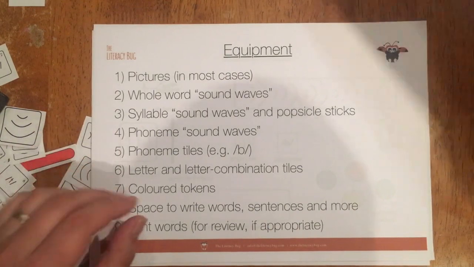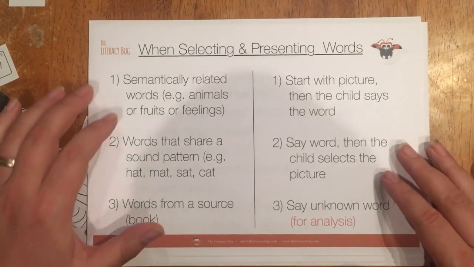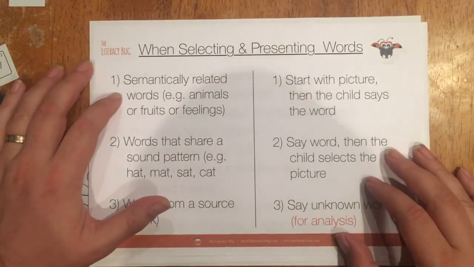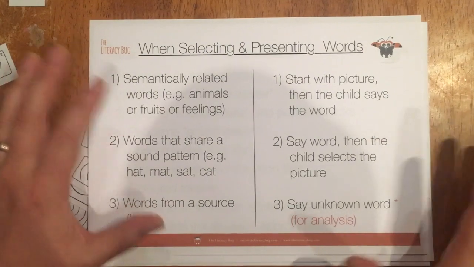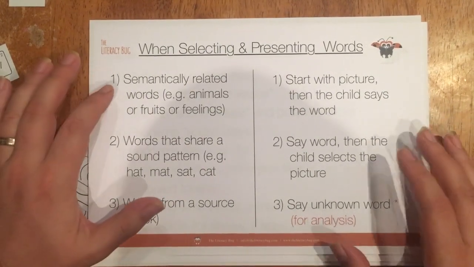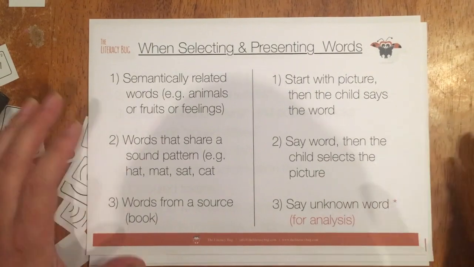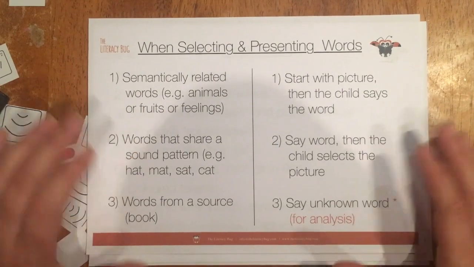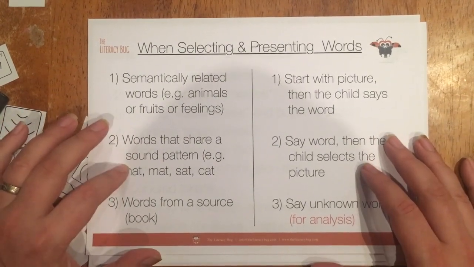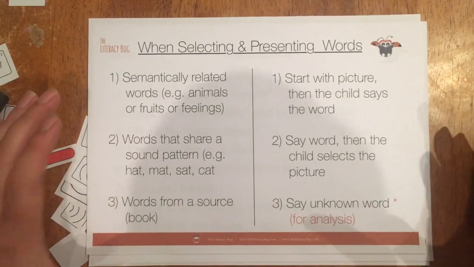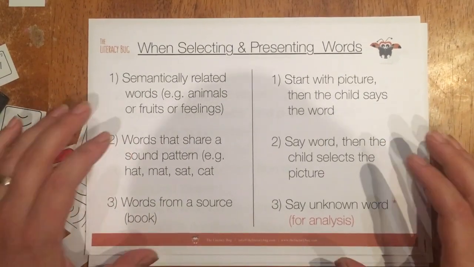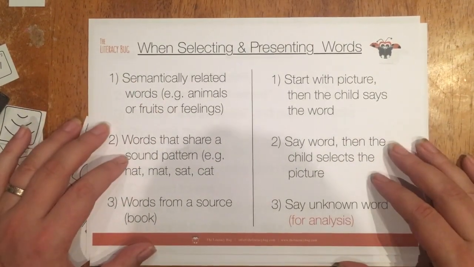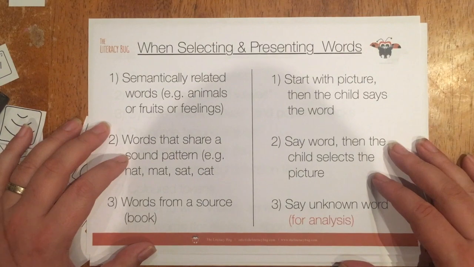Now, in relation to selecting pictures, there's a few things I want to bear in mind. The pictures that I showed before were all animals, so that's category 1: semantically related words, so animals or fruits or feelings. But you can also choose pictures that all share a bit of a sound pattern, like hat and mat and sat and cat, if you want to focus attention upon certain sound patterns. Or they could be words from a source. Maybe there's a picture book that they're exploring, and you take little images from that picture book, and that's what's gluing all the activity together, those related items.